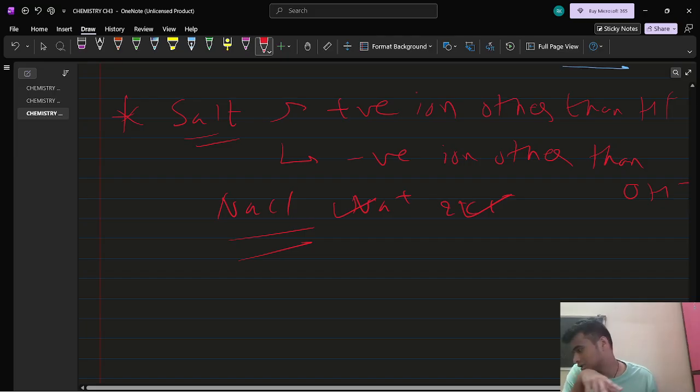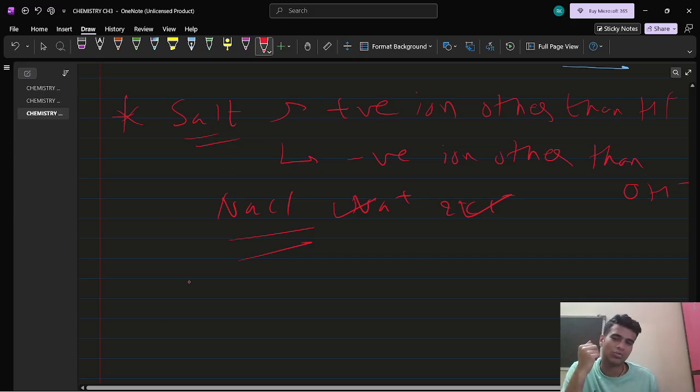This is a good definition, but one more has been given: compound formed by partial or complete replacement of the replaceable hydrogen ion by the hydroxyl of a base. So that should also be remembered. If you write this also then you will get marks. This is also the same. This is a more logical one actually, but okay. So they have given the main definition which I just said.